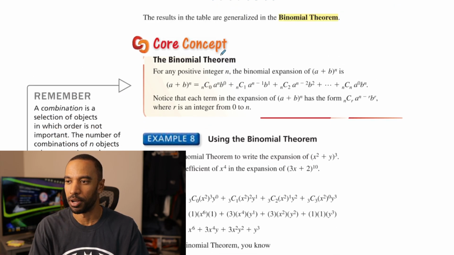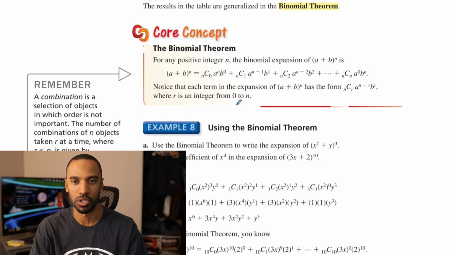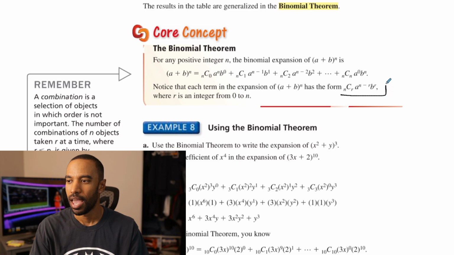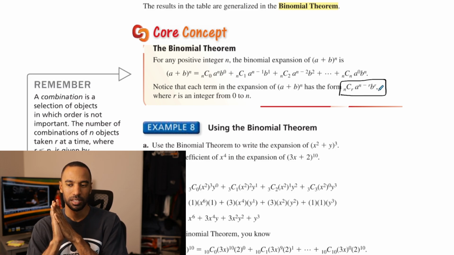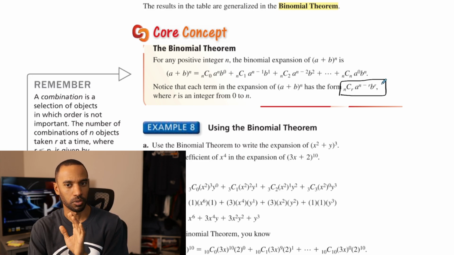The binomial theorem. We already talked about it. That looks more confusing than you'd think. But each term in the expansion has the form n choose r times a to the n minus r times b to the r power. Let's nip that in the bud for now unless it absolutely has to be used.